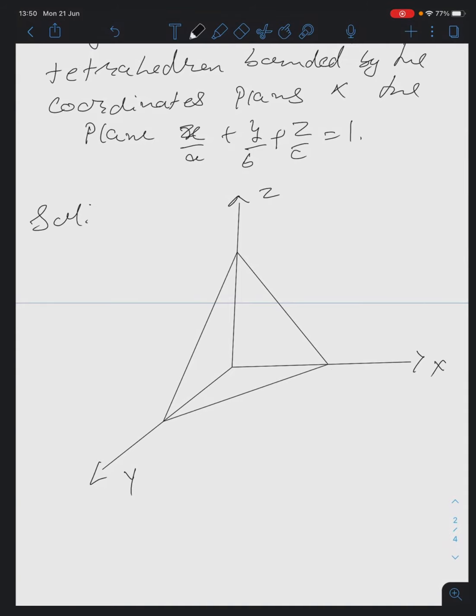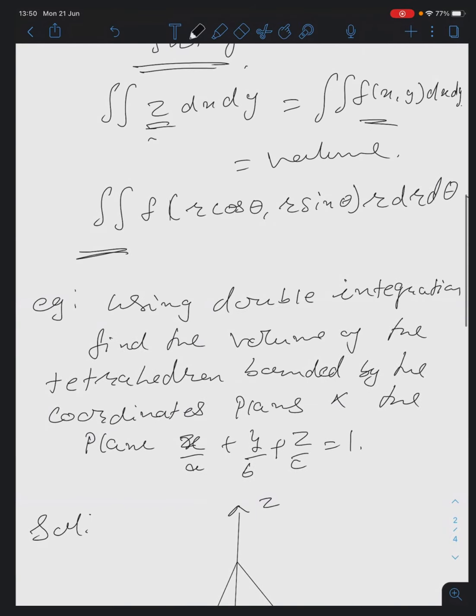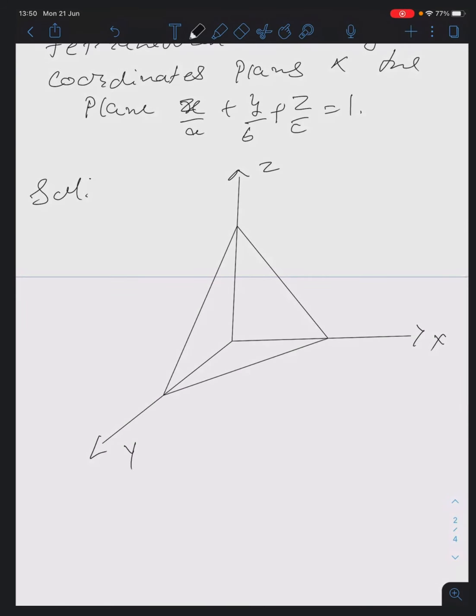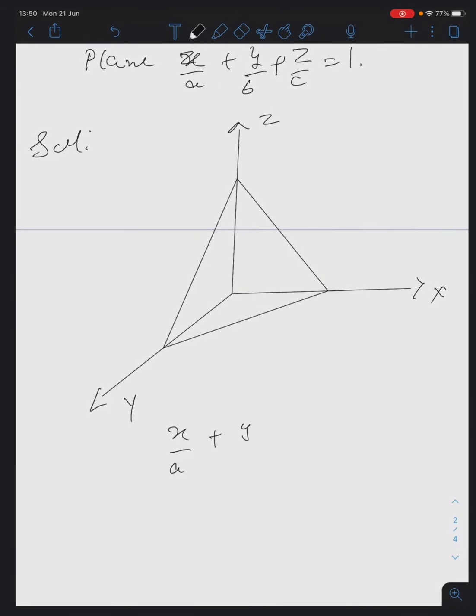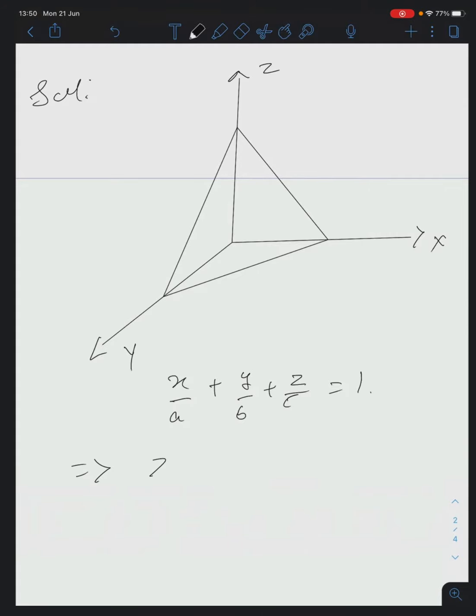Now since we want to use the double integration, as you can see here, we need to write z in terms of x and y. So you are given x by a plus y by b plus z by c is equal to 1. From this one, what will be z? Tell me. z will be 1 minus x by a minus y by b, into c. So this is z.